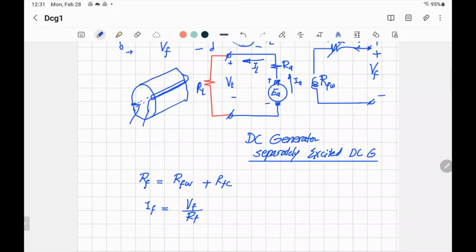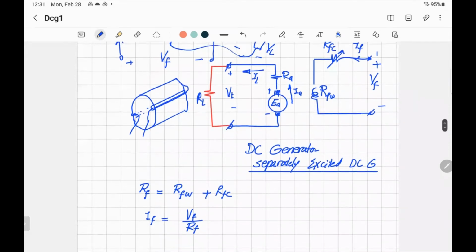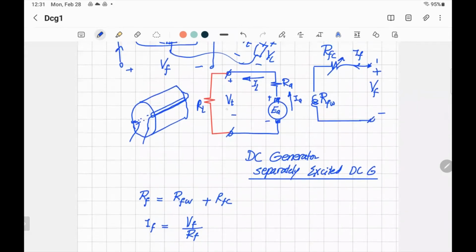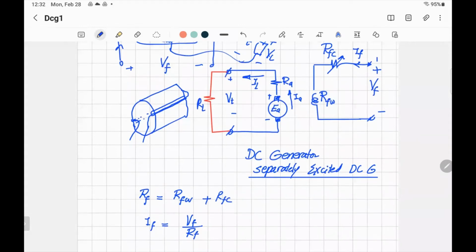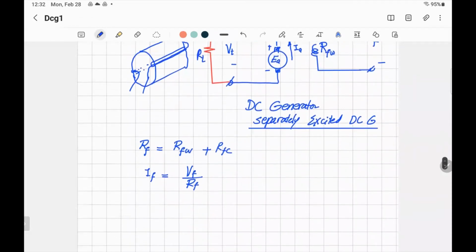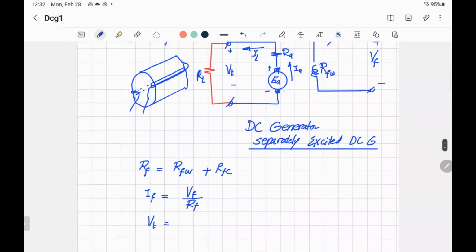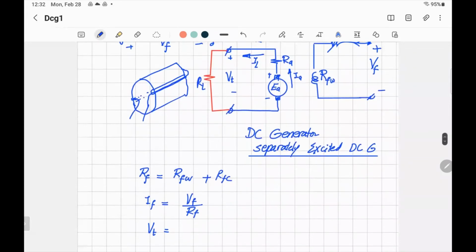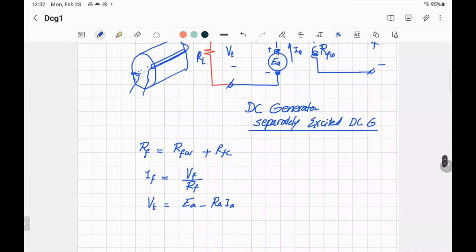Now we'll go for the armature circuit, the other half to the left. When you look at the circuit, you have voltage VT or VL, and you have another voltage EA and only one resistance, the armature resistance. So how can you write VT? Of course, the terminal voltage across the generator will be less than the induced EMF or the voltage across the armature EA because of the voltage drop across the resistance RA. So it will be equal to EA minus RA IA, which is the drop voltage across the resistor. So that's the terminal voltage.